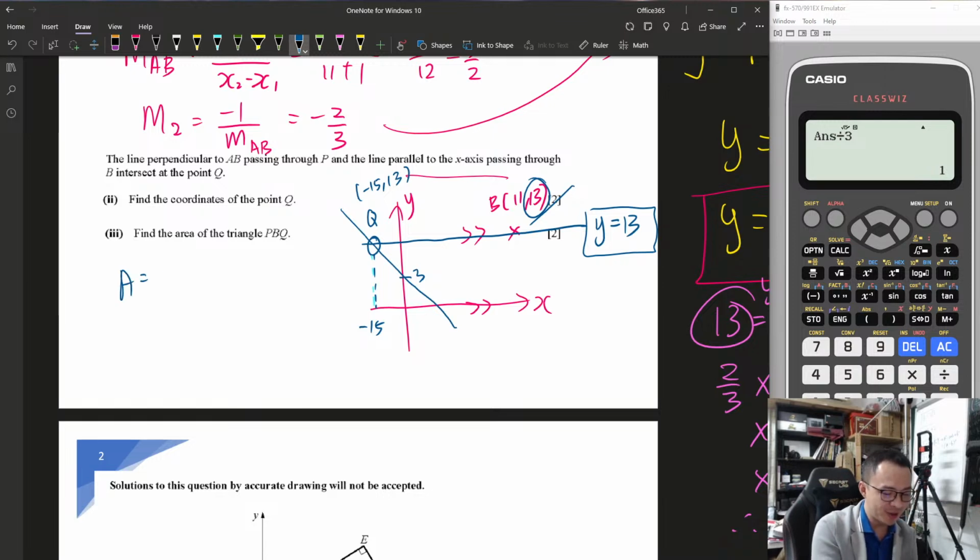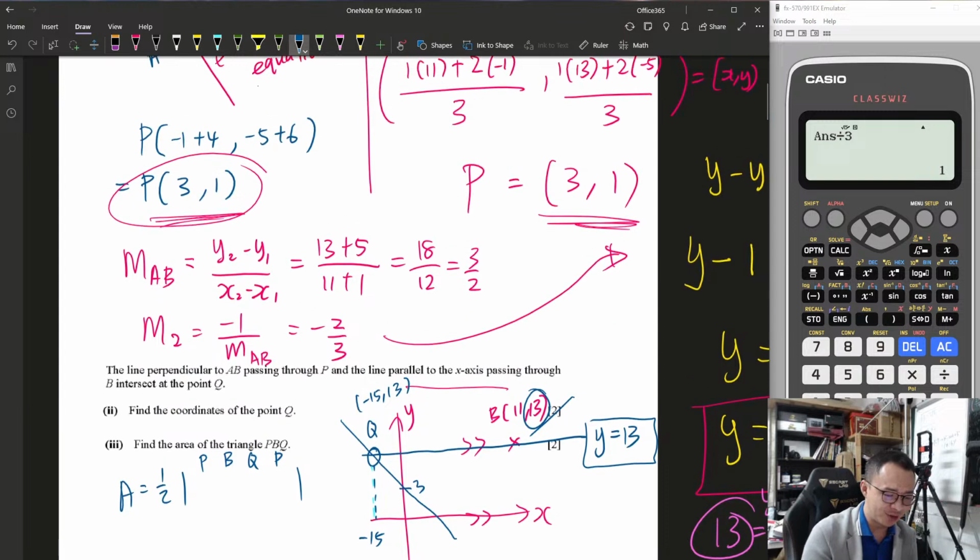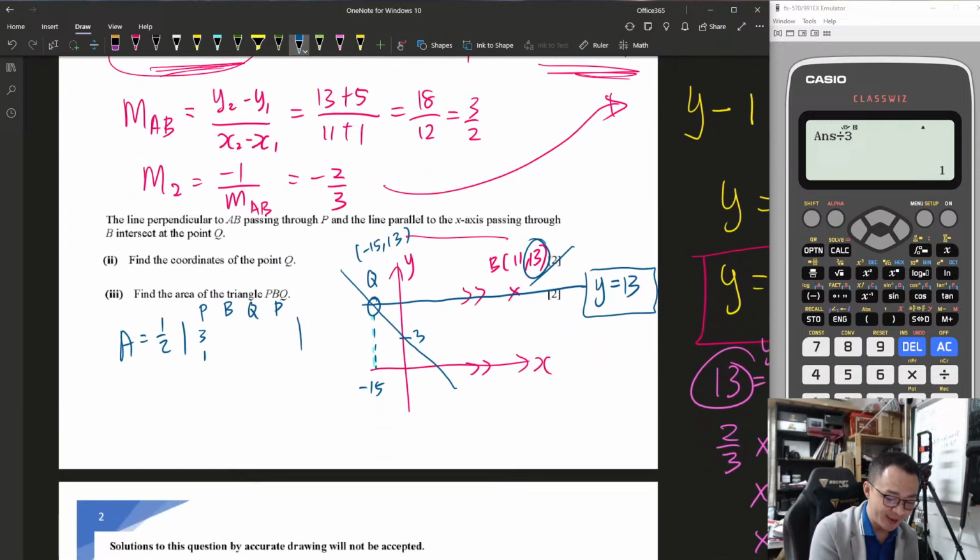So for the area, just use the area formula. Copy the coordinates B, P, B, Q, and repeat the first coordinate. My P is 3, 1, isn't it? My B is 11, 13, isn't it? Q, I just got it, which is negative 15, 13. Repeat the first one, 3, 1. Actually, if you don't want to use this method, because both of them are at 13, I think we can find another point. P is 3, 1. It's fine, we just use this one. No need to actually think about that. Okay, so we multiply like this.